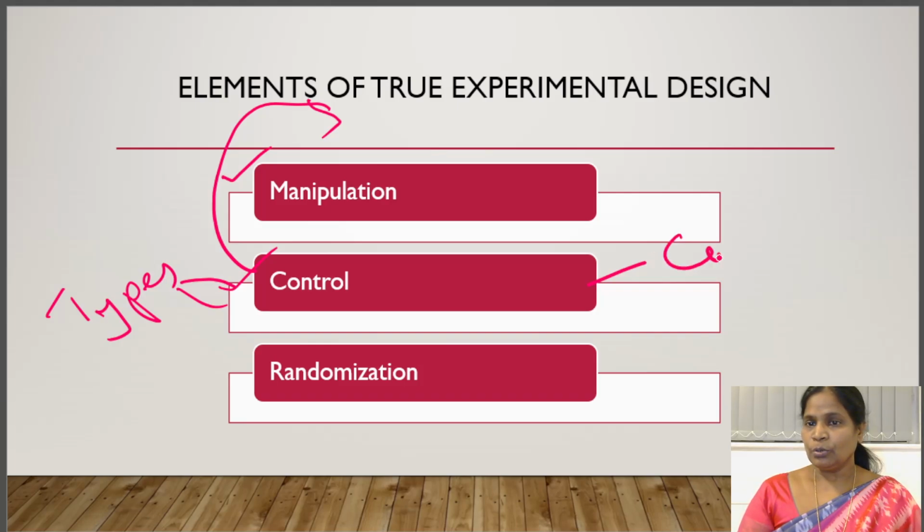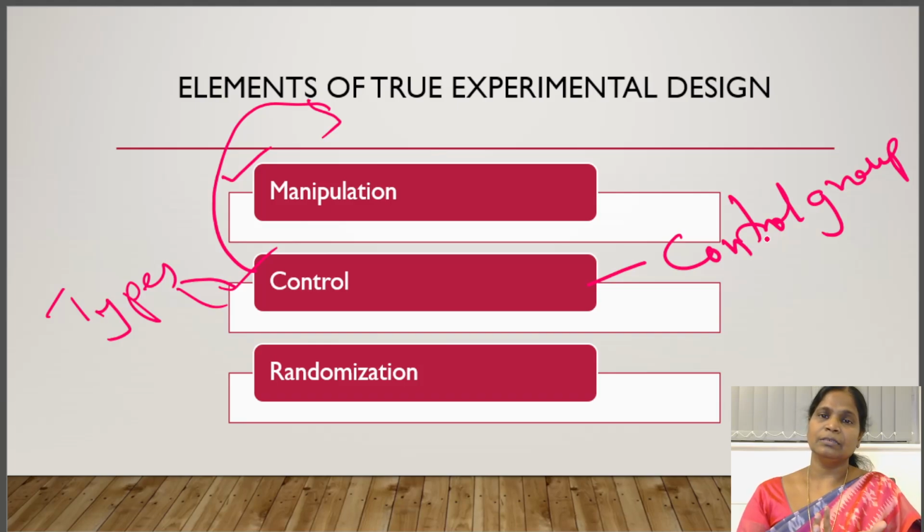And apart from that, when we say control group, they are taken as a benchmark or a reference to compare with the experimental group. It is a group where an experiment is not done, but it is used as a benchmark to compare the experimental group with the control group. This is another meaning of it.